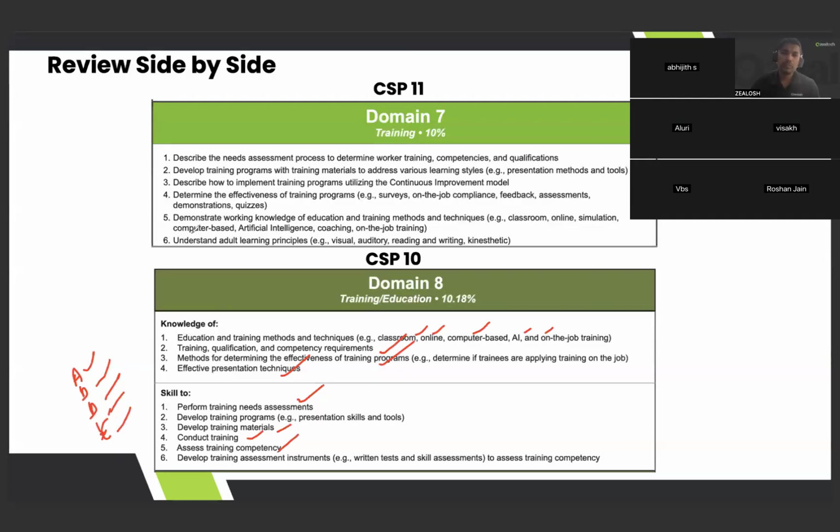If you see here, the blueprint asks you to describe the needs assessment process to determine worker training competencies and qualifications. Develop training programs with training materials to address various learning styles. Describe how to implement a training program utilizing a continuous improvement model. Determine the effectiveness of the training program.